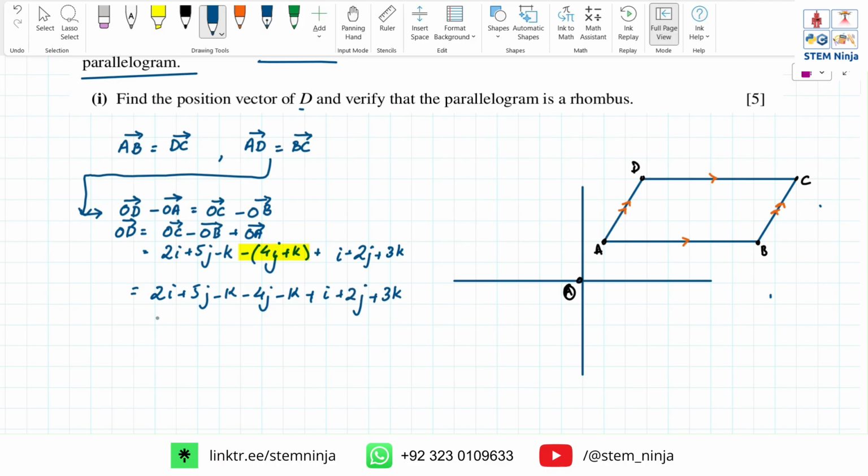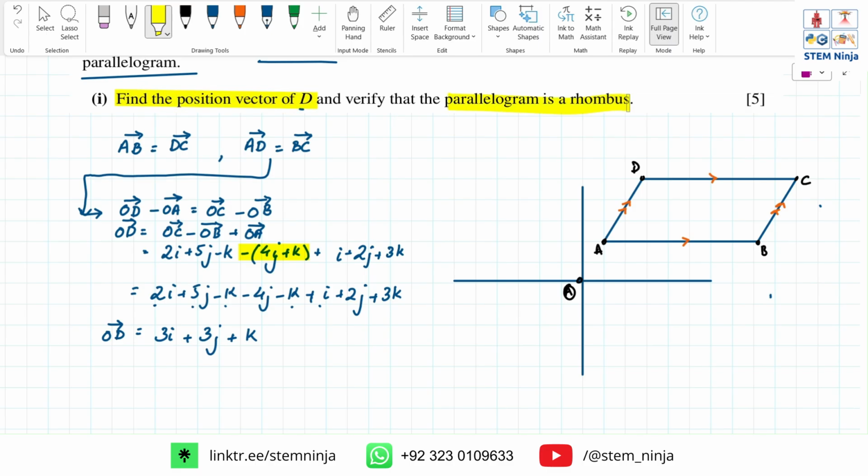Now all we need is component by component addition. So 2i plus i is 3i, 5j minus 4j is j, plus 2j, 3j, and minus k minus k plus 3k is plus k. So this is our OD. So this is the first half of this question.